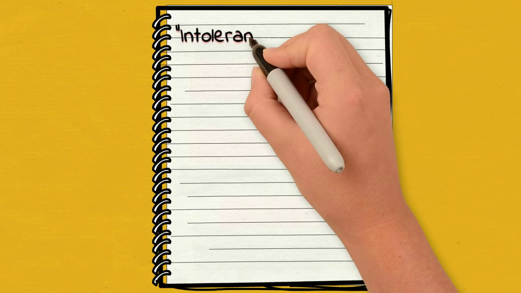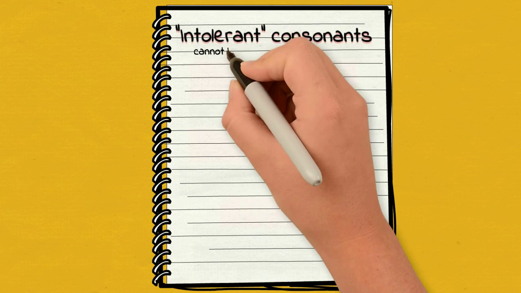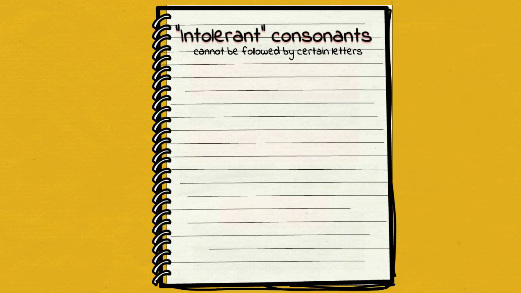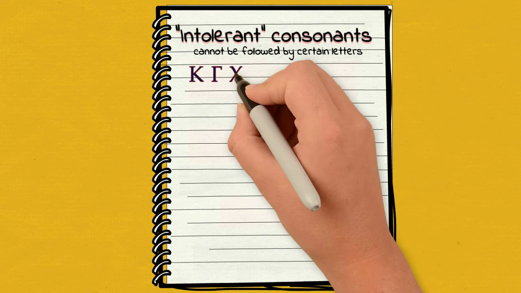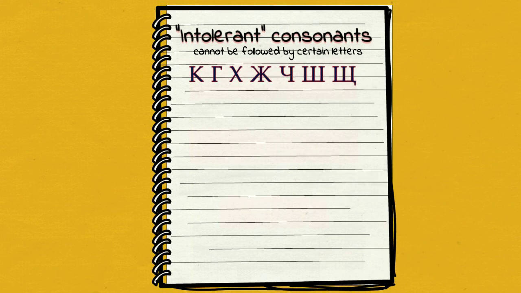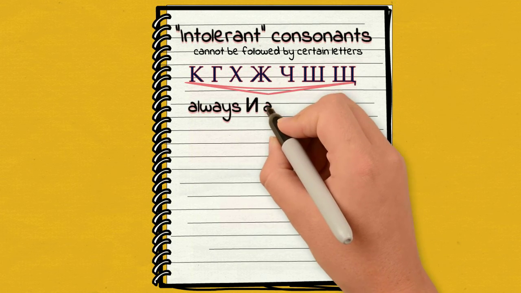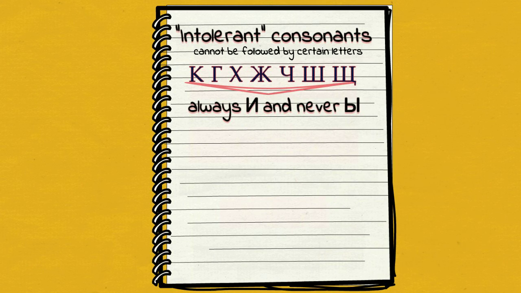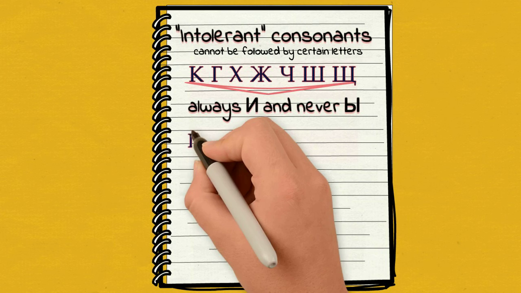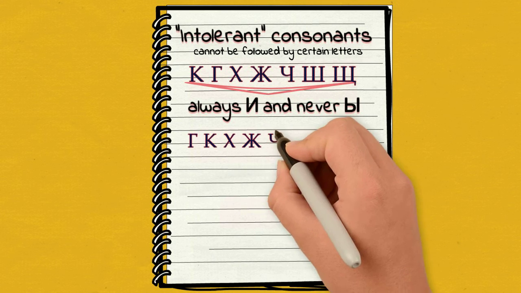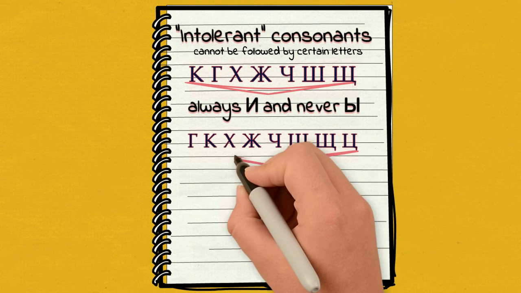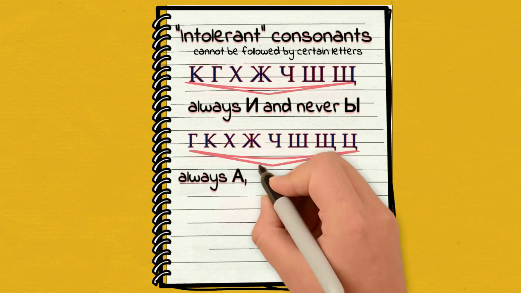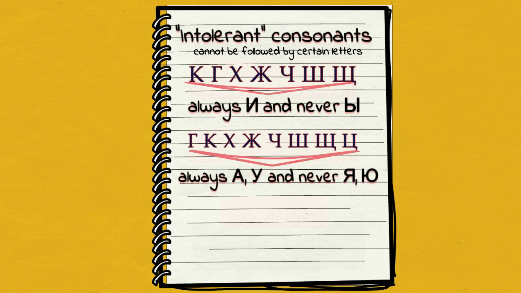The last subject is intolerant consonants. Certain consonants are intolerant towards certain vowel letters. It means they cannot be followed by the letters concerned. К, Г, Х, Ж, Ч, Ш, Щ. After them, you have to write always И and never Ы. And the same letters plus C: Г, К, Х, Ж, Ч, Ш, Щ, Ц, always А and У, and hardly ever Я or Ю.